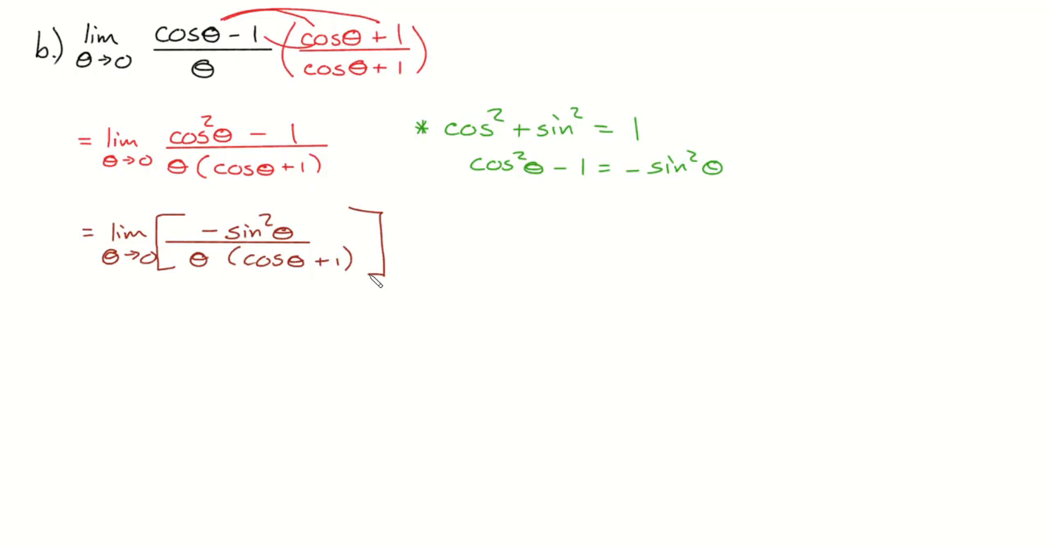Well, what does it really mean to square sine? It's sine times sine, right? Now, notice, I could rewrite the numerator such that it has two distinct pieces, two factors. It's sine and sine, right? How many distinct pieces does a denominator have?